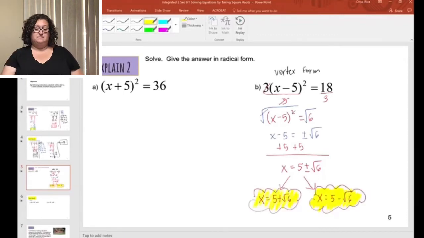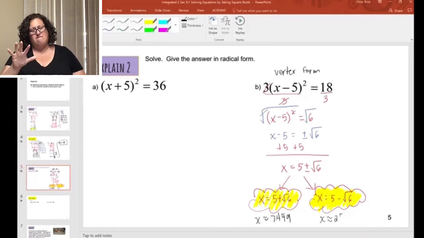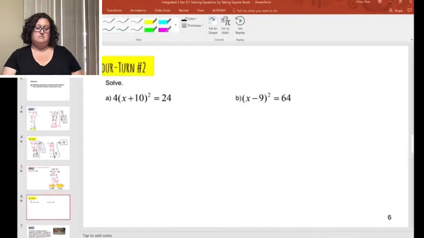Now, if you have a scientific calculator or a regular calculator, you can type these values into your calculator to see what they actually are. So 5 plus radical 6, if you type that into your calculator, you get approximately 7.449. So if you type in 5 minus radical 6, that's approximately 2.551.